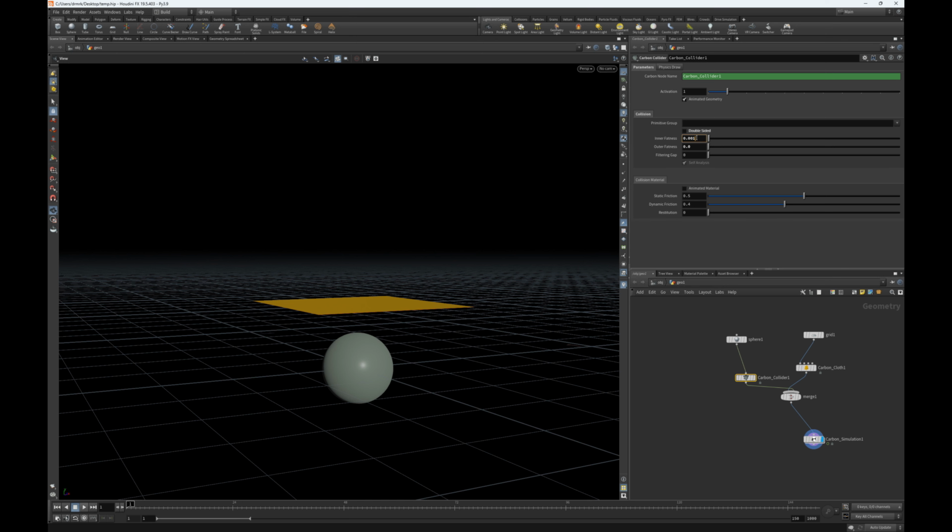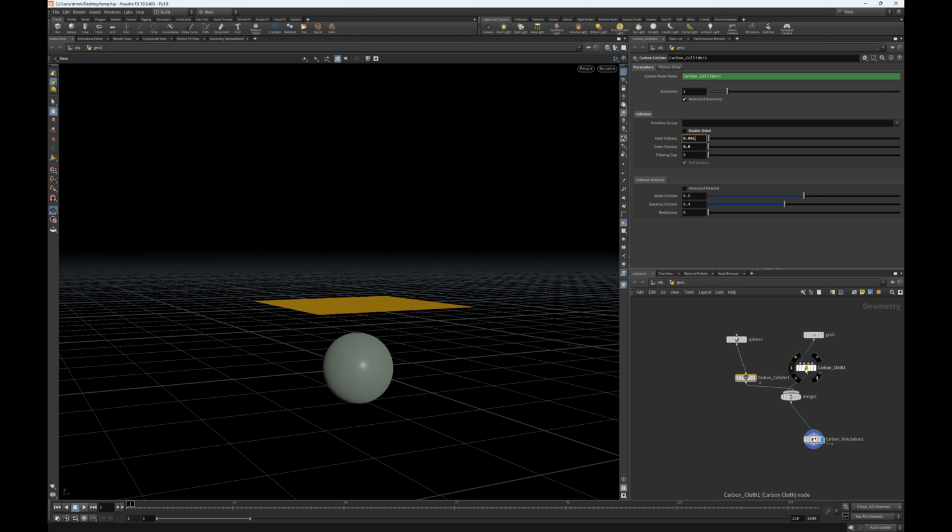So the inner fatness can be up to half the thickness of the thinnest part of the avatar that the cloth is going to collide with. When you simulate, if the cloth looks like it's being sucked into the collider, then almost certainly you've set the inner fatness too big. Hope that makes sense.